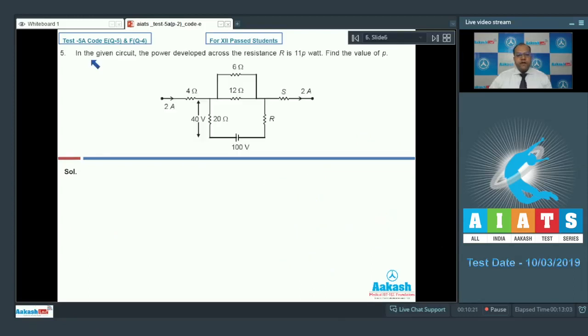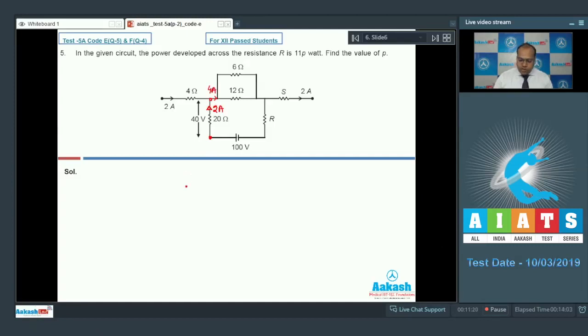In question number 5, in the given circuit, the power developed across the resistor R is 11p watt. Find the value of p. It is given in the question that the potential difference between these 2 points is 40 volt. So the current in this branch is 40 volt divided by 20, that is 2 ampere. So let me assume the direction of current is in this way, that is 2 ampere. Then the current here is 4 ampere.